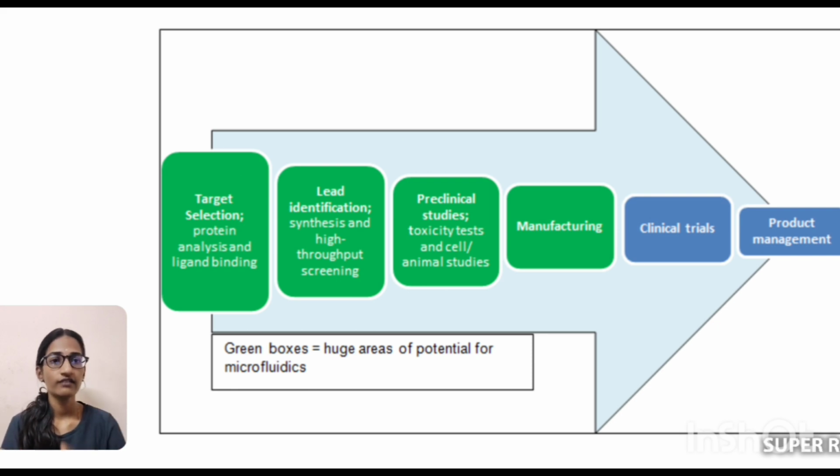Then we have preclinical studies, where the toxicity tests and cell or animal studies are done. And we have manufacturing, and then the clinical trials, which then results in product management. So basically it starts with target selection, then lead identification, preclinical studies, manufacturing, clinical trials, and then product management. So here the green boxes are the huge area of potential for microfluidics.